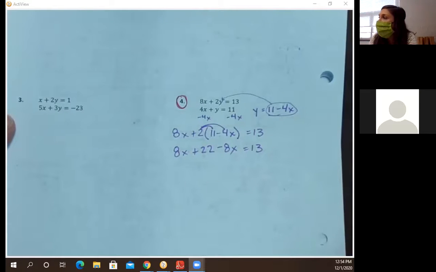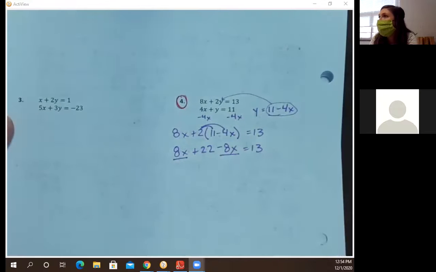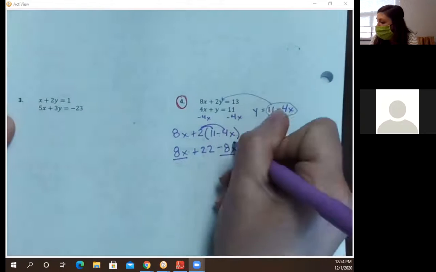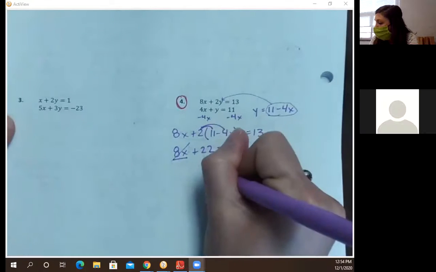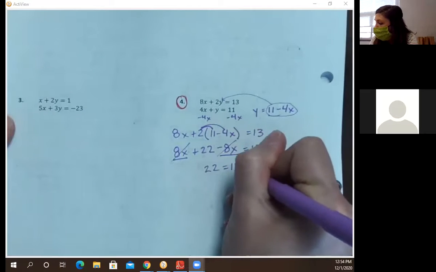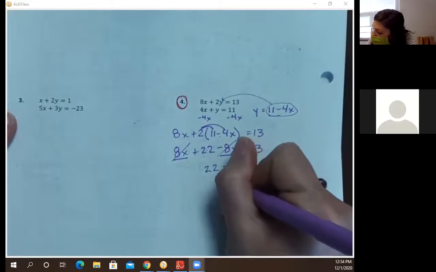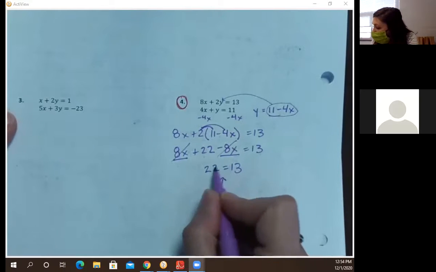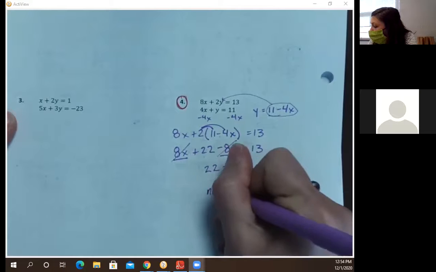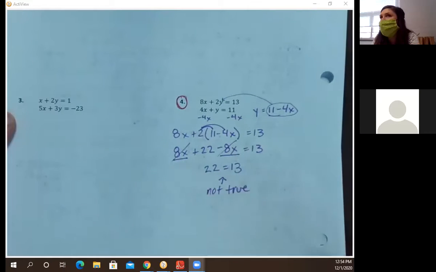Now I'm going to combine my like terms, and I have 8x minus 8x. That's just 0. So my 8x's are gone. I have no more x's, and I'm left with 22 equals 13. I want you guys to notice that I have no more variables, and I have a statement that's not true. 22 is not equal to 13.